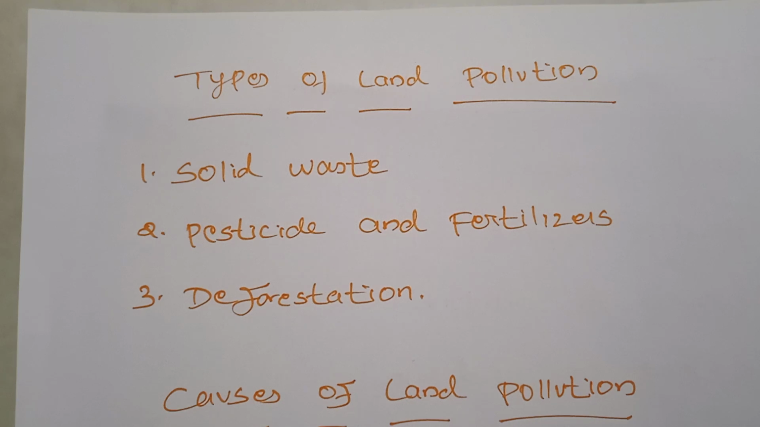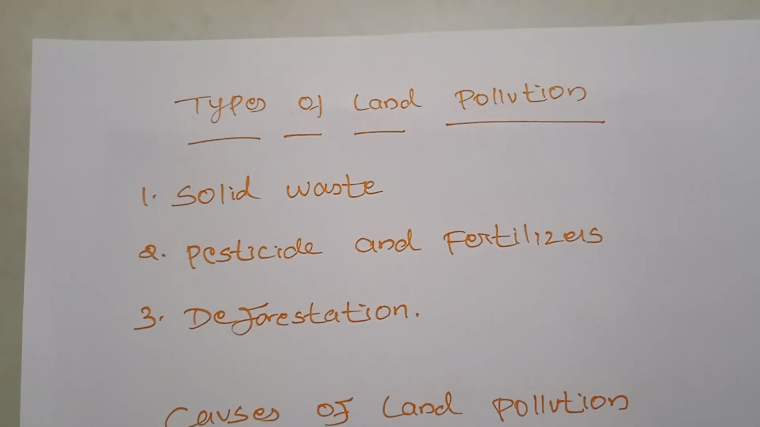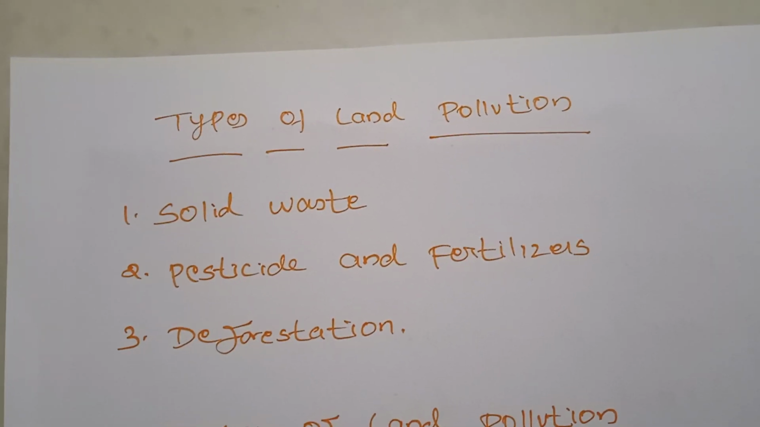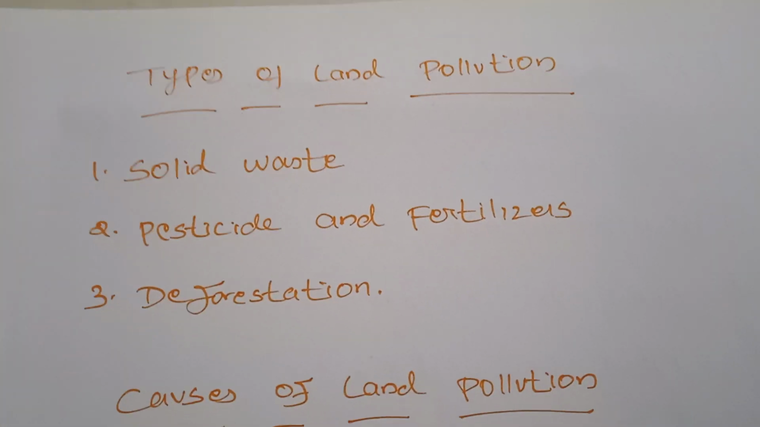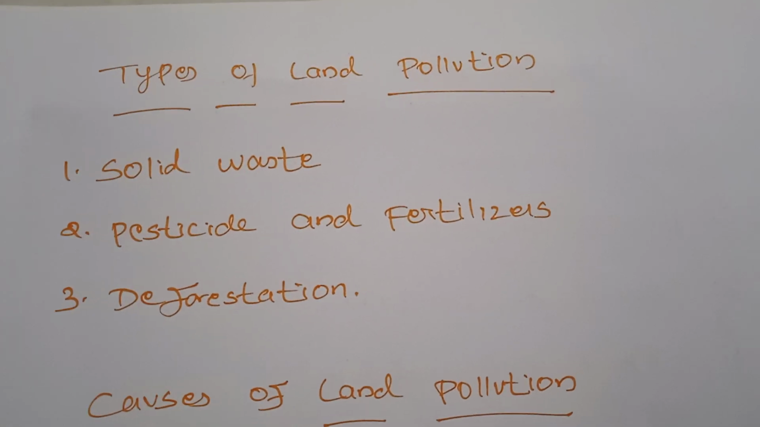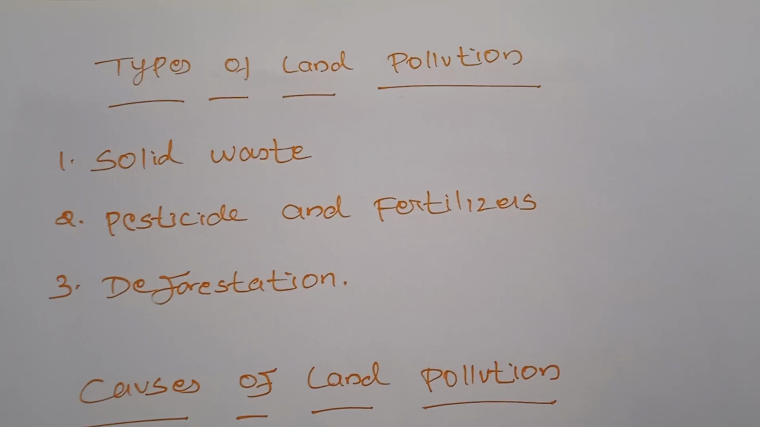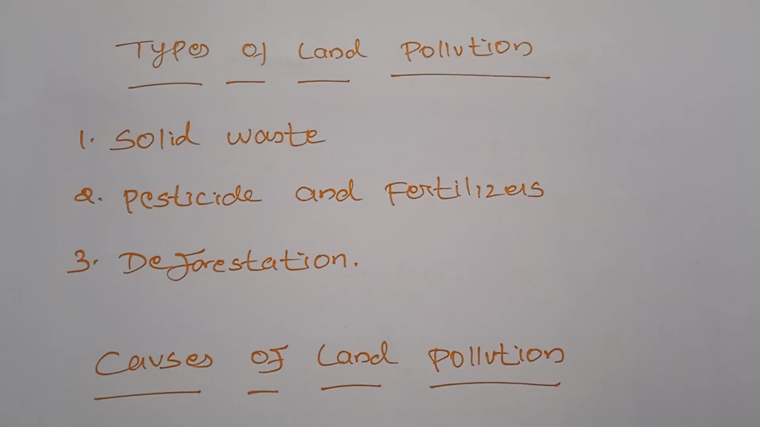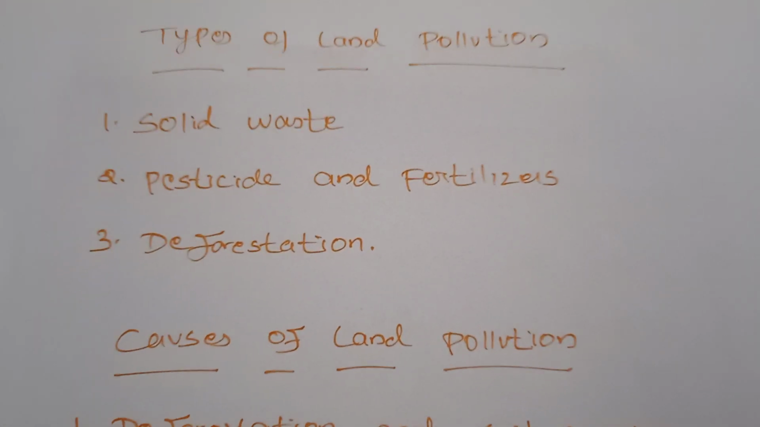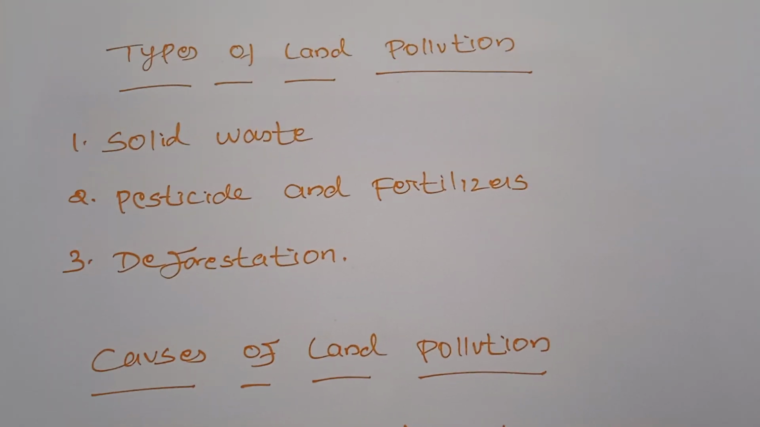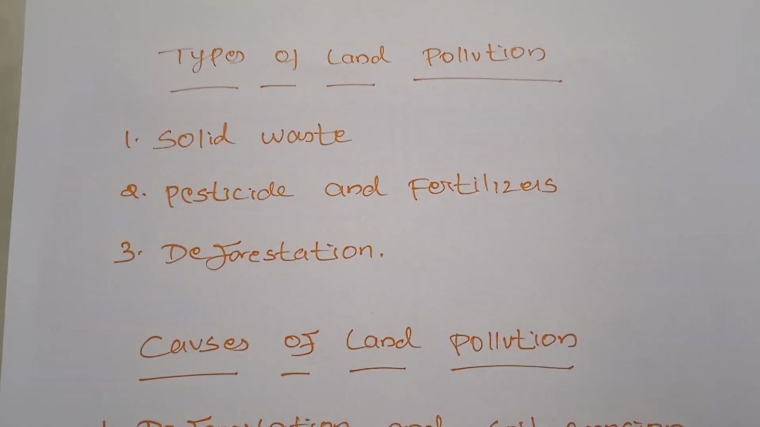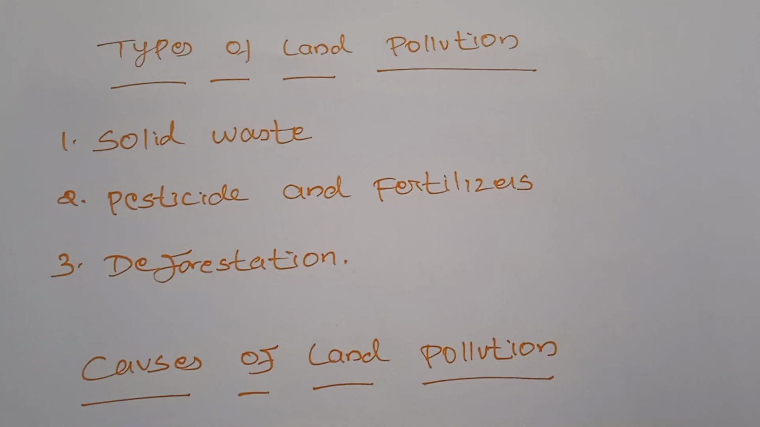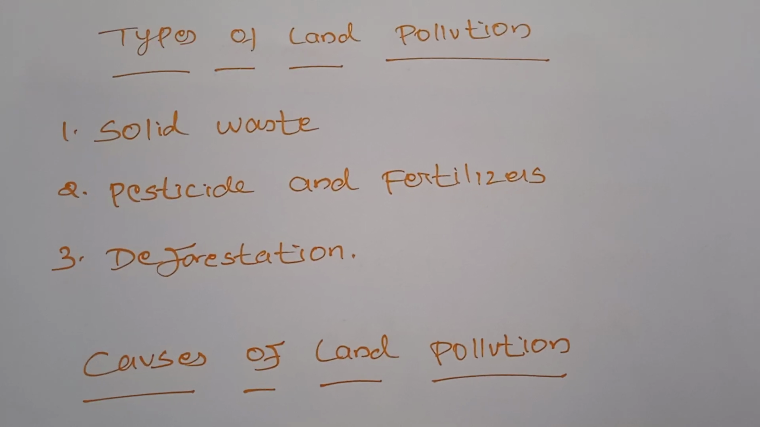Land pollution is defined as the degradation of land because of the disposal of waste on the land. Any waste material used by human activities or human beings that affects the land surface is called land pollution. Land pollution also has three types. First one is solid waste. Because of solid waste, how is the land going to be polluted?